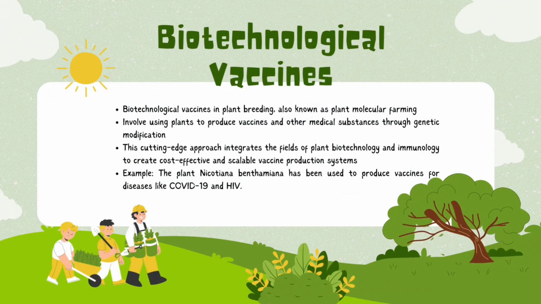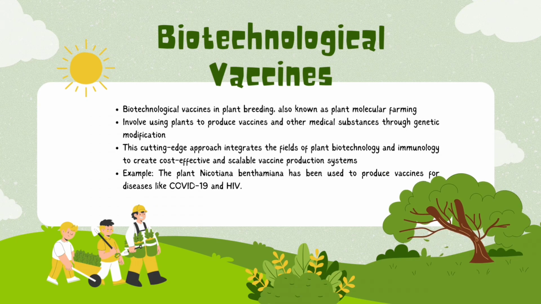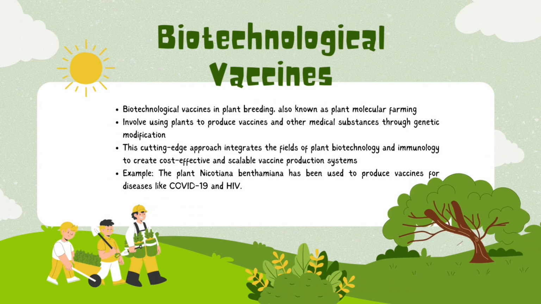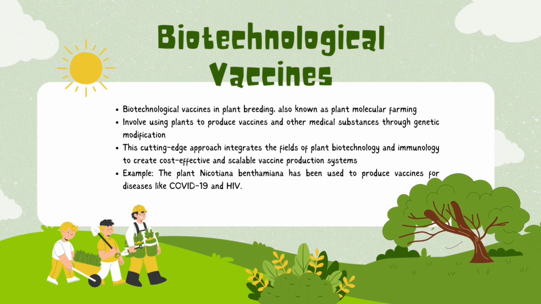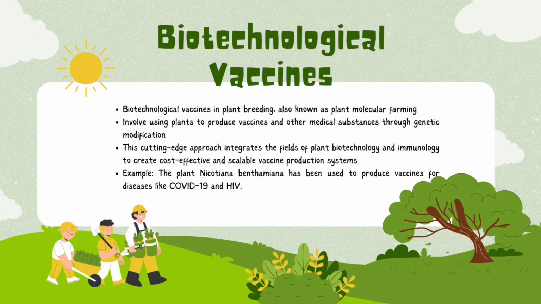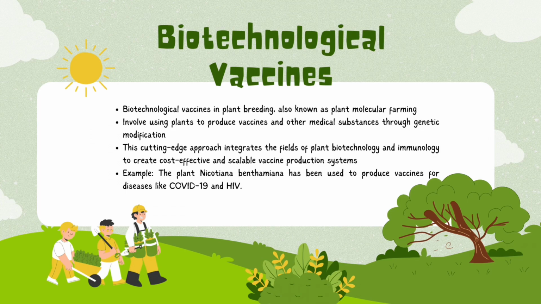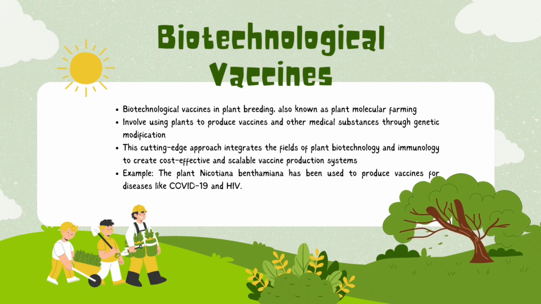Biotechnological vaccines in plant breeding, also known as plant molecular farming, involve using plants to produce vaccines and other medical substances through genetic modification. This cutting-edge approach integrates the fields of plant biotechnology and immunology to create cost-effective and scalable vaccine production systems. Example: The plant Nicotiana benthamiana has been used to produce vaccines for diseases like COVID-19 and HIV.